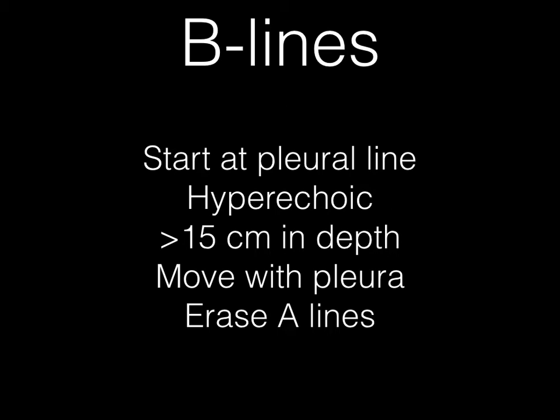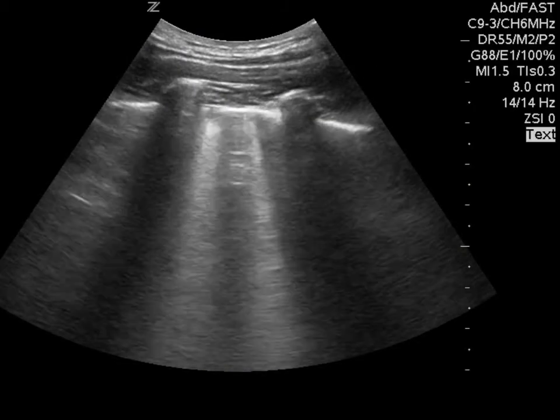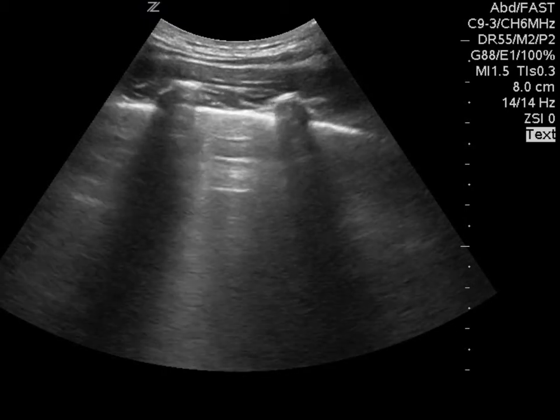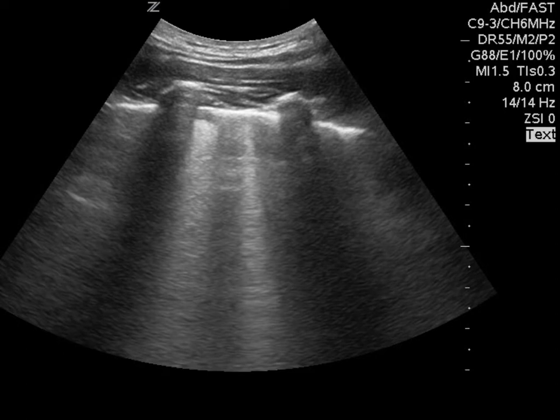Now, for those of you who haven't seen B-lines recently, this is just a reminder of what they look like. Again, they start at the pleura, they move with the pleura, they're bright white or hyperechoic, and they go all the way off the screen. Now, in this case, I'm only at 8 centimeters, but if I took it down to 14 or 20 centimeters, they would still be there.